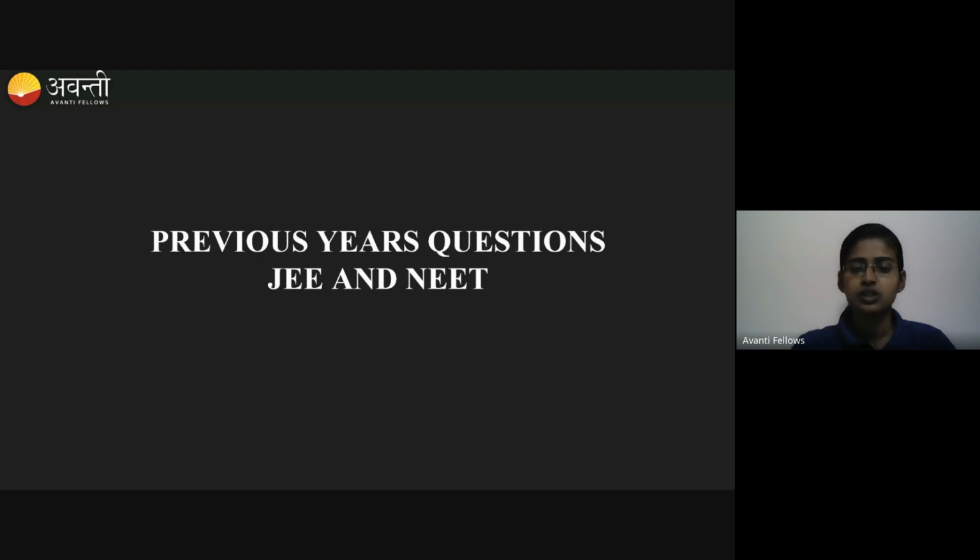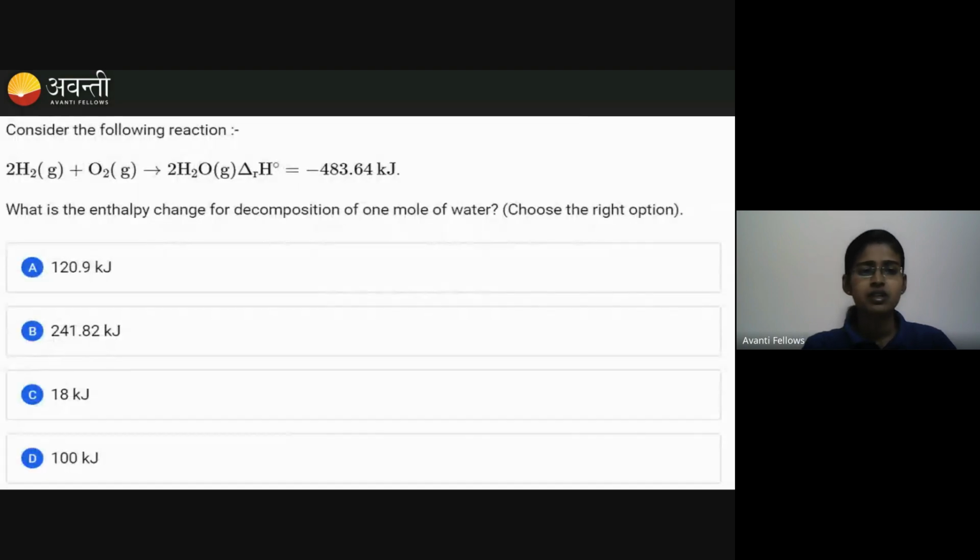Yeah. So let's start with the first. Consider the following reaction: 2H2 plus O2 giving 2H2O, and the standard enthalpy change of the reaction, delta H R naught, is equal to minus 483.64 kilojoule. What is the enthalpy change for decomposition of 1 mole of water? We have to find out the enthalpy change only, delta H only, but for the decomposition of 1 mole of water.